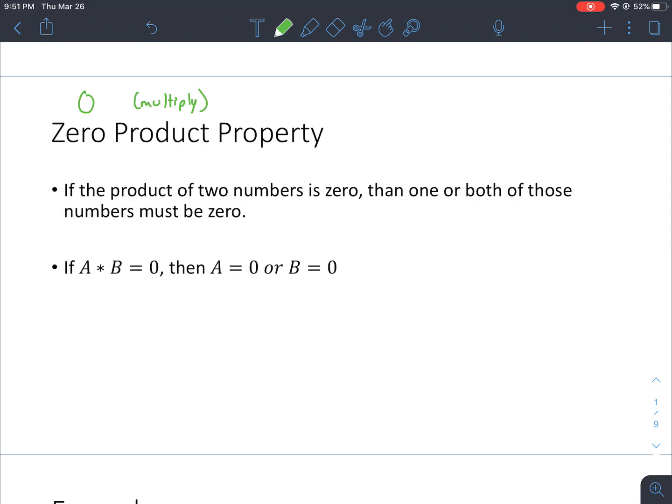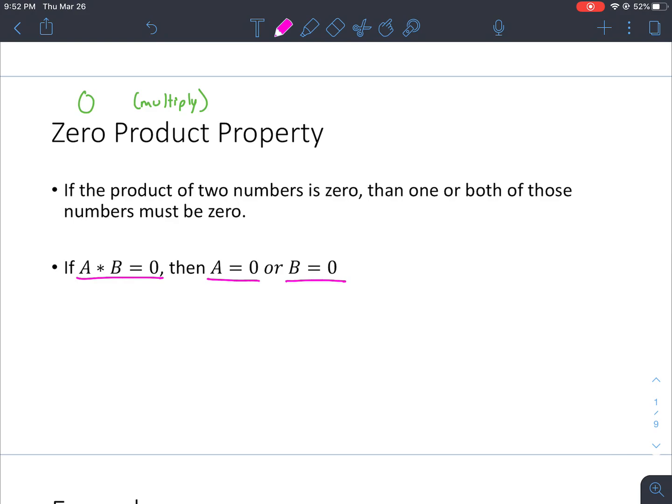So by definition, the zero product property says that if the product of two numbers is zero, in other words, if I take two numbers and multiply them and my answer is zero, then one or both of those numbers have to be zero. In shorthand, that looks like this. If a times b is zero, then either a is zero or b is zero.